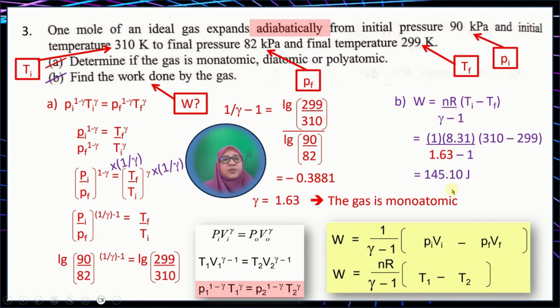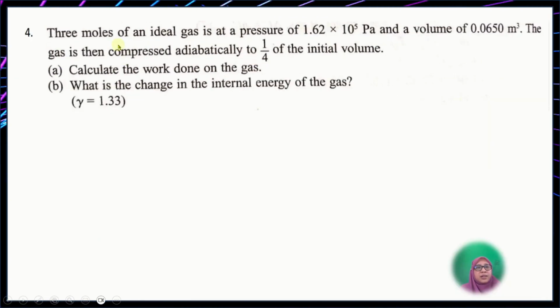Now we go to question 4. 3 moles of an ideal gas is at a pressure of 1.62 times 10 to the power 5 Pascal and a volume of 0.0650 meter cube. The gas is then compressed adiabatically to 1 over 4 of the initial volume. Calculate the work done on the gas and the change in internal energy of the gas, given that gamma equals 1.33.